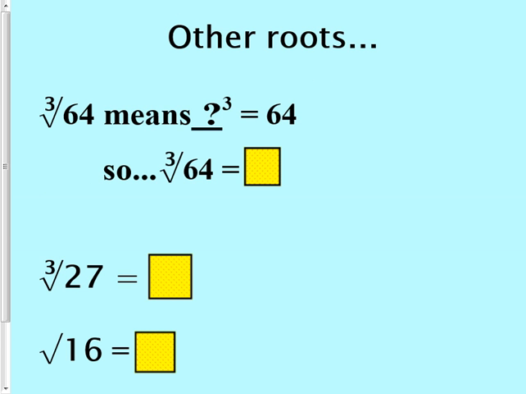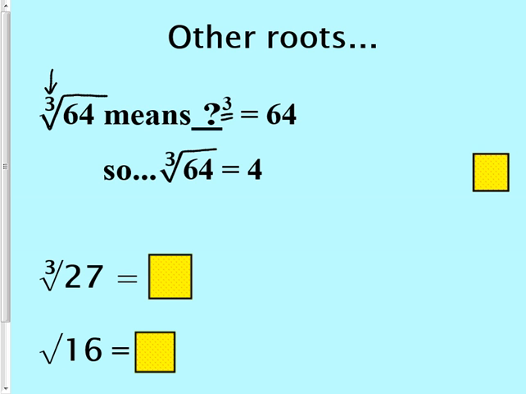Now there are other roots as well. This first example here would be finding the cubic root of 64. Notice we have that 3 right there. That means we're looking for what number to the third power equals 64. Again, some of this really comes down to memorization. So the cubic root of 64 is going to be 4. And the reason is because 4 times 4 times 4, 4 multiplied by itself 3 times, is 64.